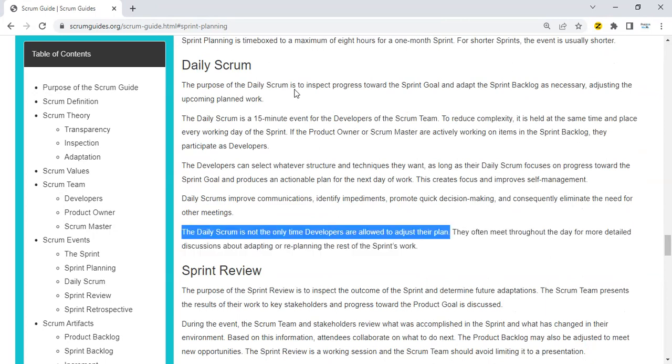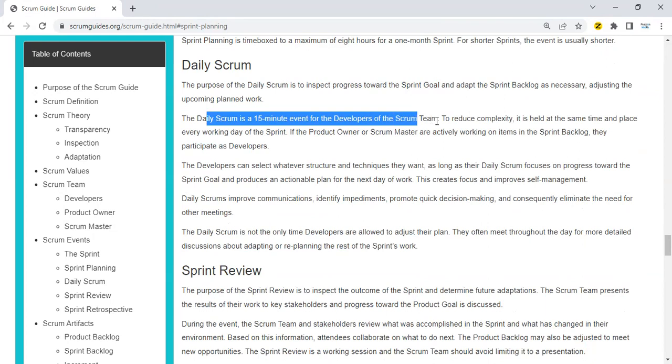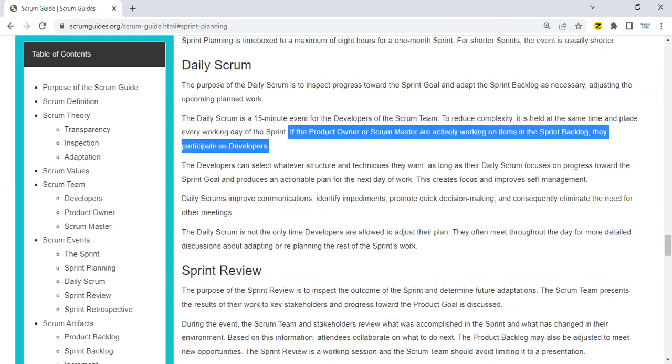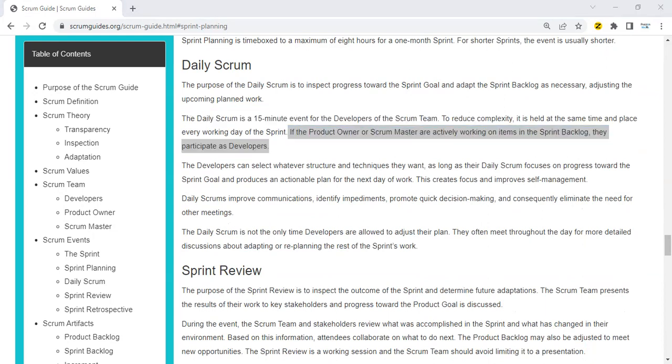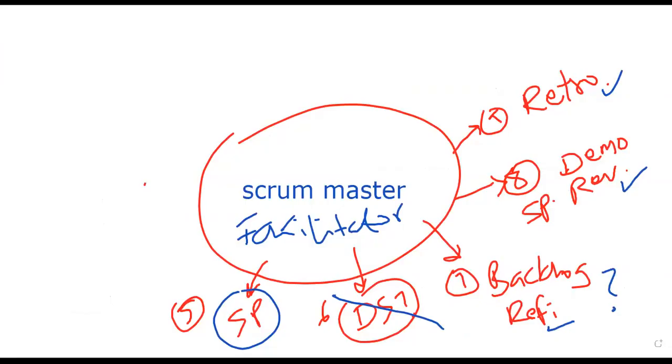It says the purpose of the daily Scrum is to inspect progress for sprint goal and sprint backlog as necessary, adjusting unplanned work. Daily Scrum is a 15-minute event for the developers of the Scrum team. It's not for the Scrum Master. It says if the product owner or Scrum Master are actively working on items, they participate as developers. So that's the general mindset. I hope that it helps you align your mind with who does what, what does the Scrum Master do, and what don't they do. So I'll get rid of these numbers.